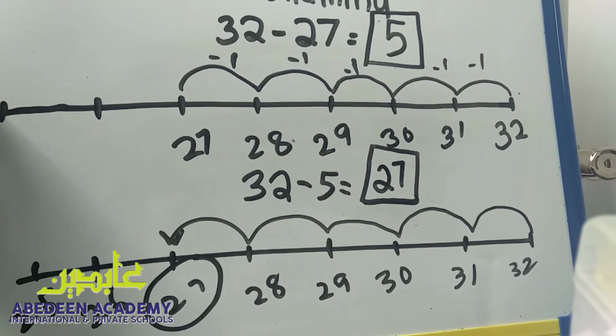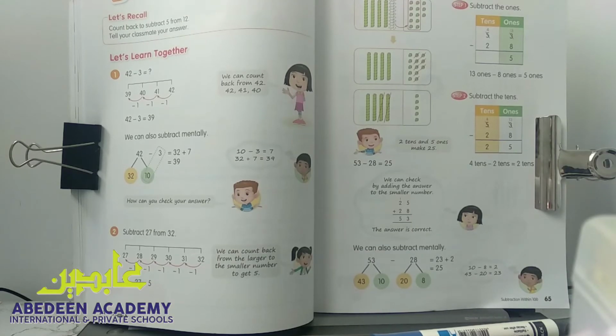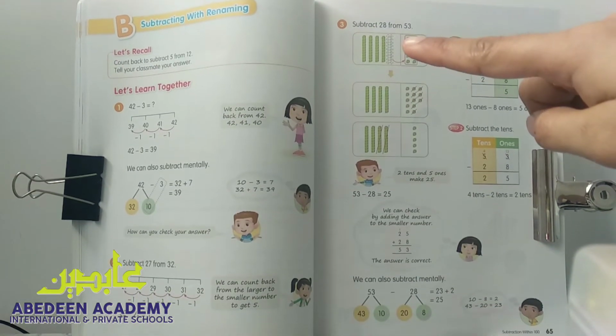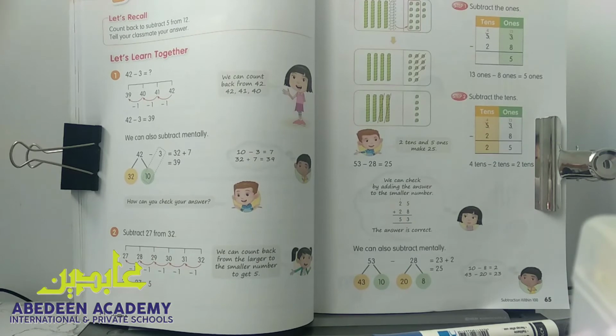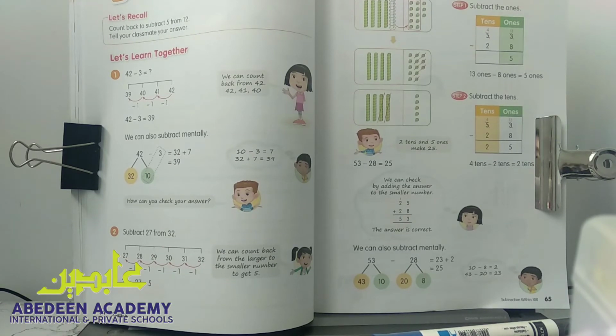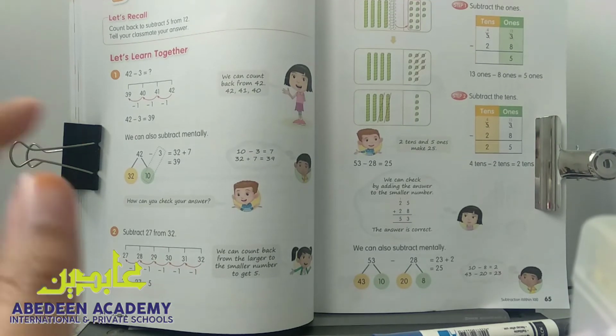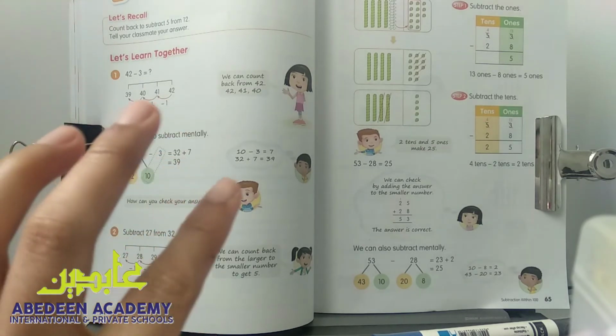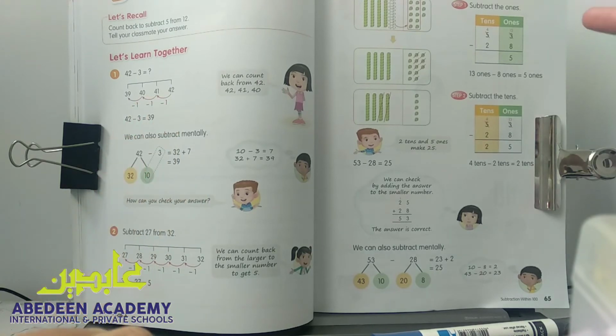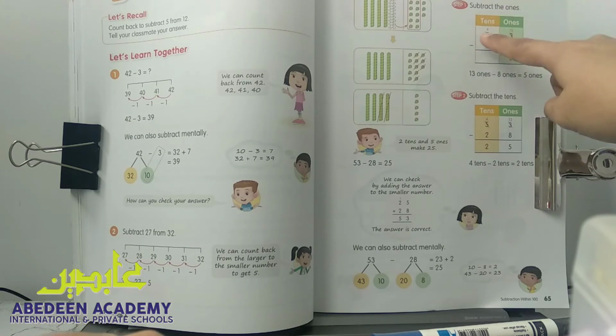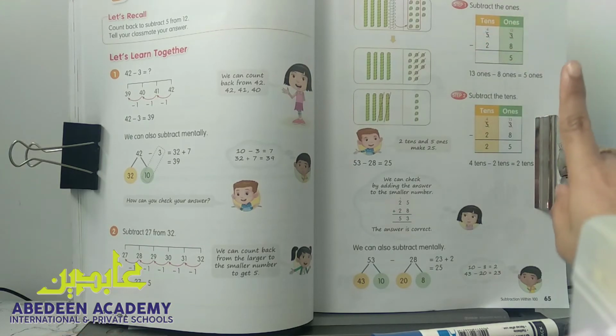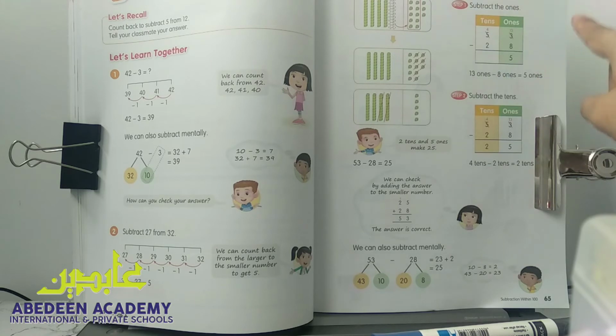All right, now let's move on to the next method. Next one, number 3, method number 3 up there. Subtract 28 from 53. Which one is the bigger one? 53 is bigger than 28. So you have to do 53 minus 28. That's how subtraction works. This one is using the vertical method. They organize like this. Vertical. So 53 minus 28.